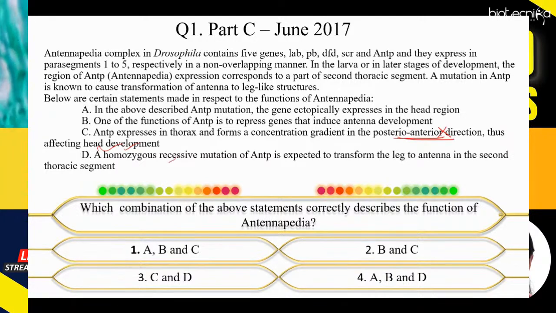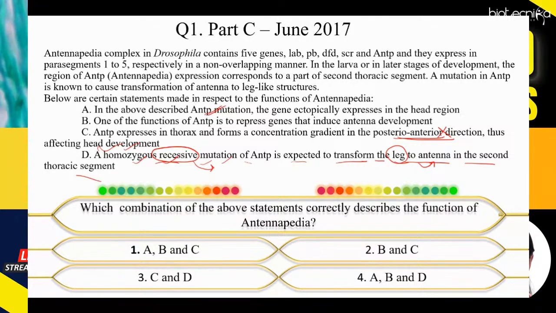Alright? Now, homozygous recessive mutation is expected to transform. The homozygous recessive means a loss of function. Antennapedia was supposed to be ectopically expressed in this particular mutation, in the head. But what if it is not there? If it is completely mutated, then it leads to a homozygous recessive mutation. So that is expected to transform the leg to antenna. In this case, the leg will be converted into antenna, because in the thorax also, you will not have antennapedia. So the leg also will be converted to antenna in the second thoracic segment. That's why D is also correct. Here A, B and D is the correct answer.